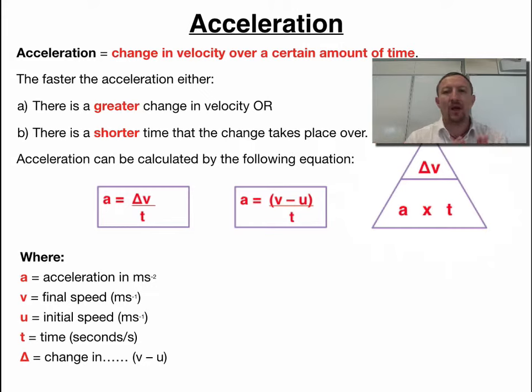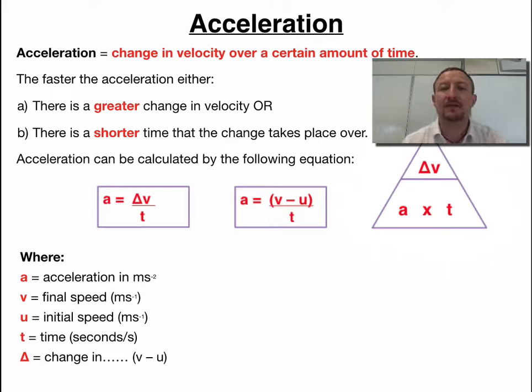Now if where we finish is greater than where we start, we get what we call a positive acceleration. That's why when you do v minus u, v will be bigger than u, so it comes out as positive. It means you're getting faster. Likewise, if v is smaller than u, if the final velocity is less than your starting velocity, then obviously you're slowing down. That means it's a deceleration.